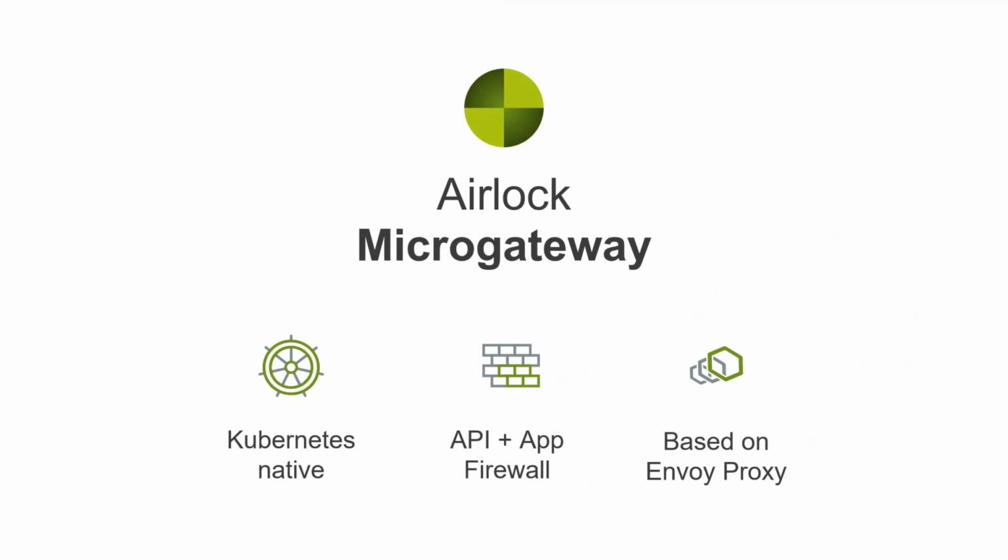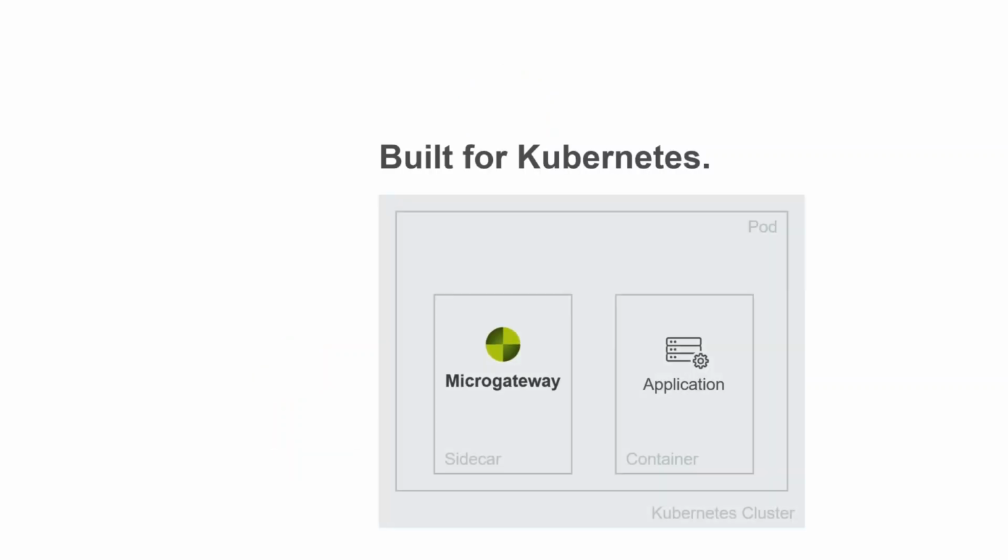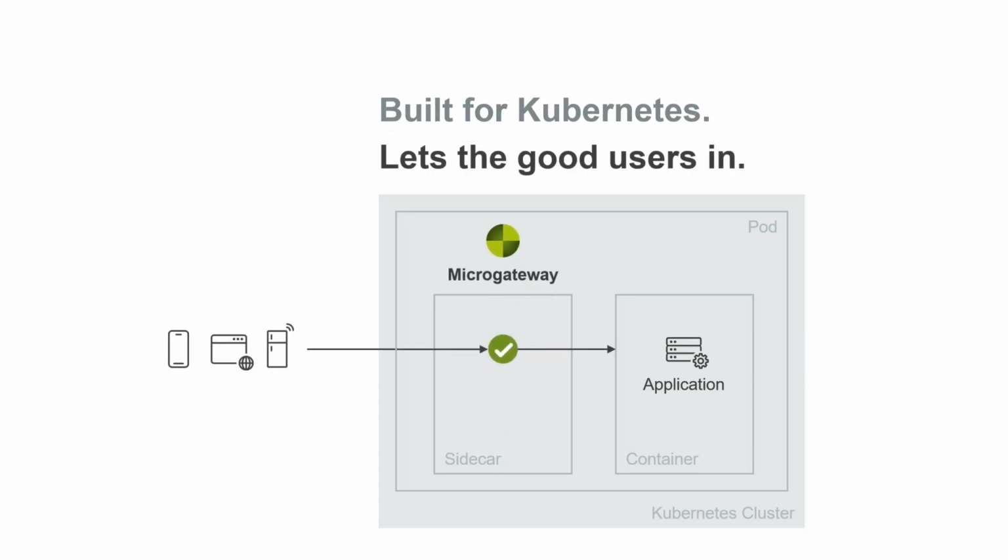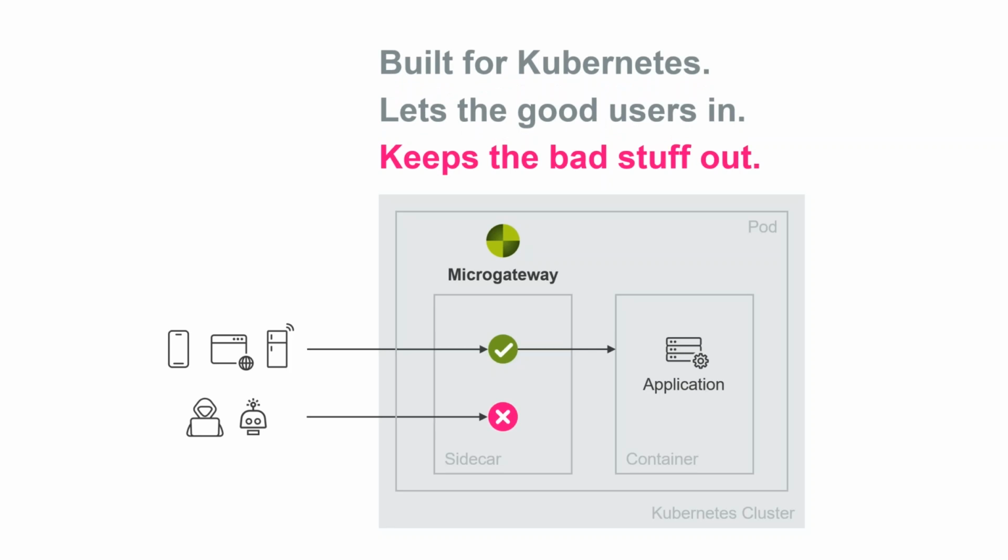Microgateway 4.0 is a Kubernetes native integration. It does provide security for API and web applications. It is an Envoy-based proxy. From a very simplified architecture point of view, we do have a Kubernetes cluster with a pod and the web application container. This web application needs to be secured. So the Airlock Microgateway runs as a sidecar of this web application. It lets the good users in and keeps the bad stuff out.